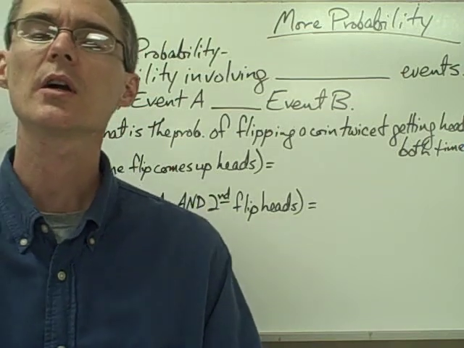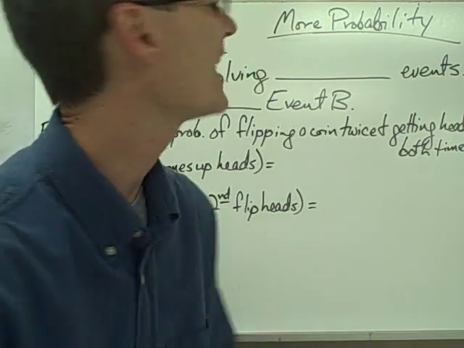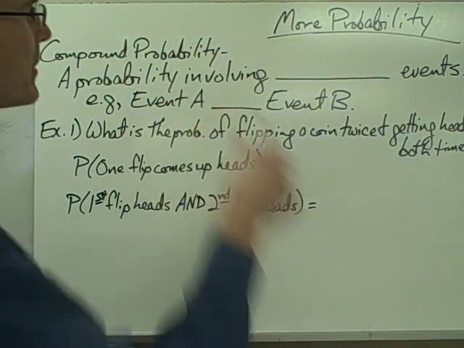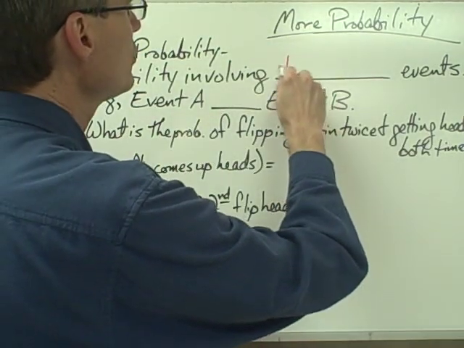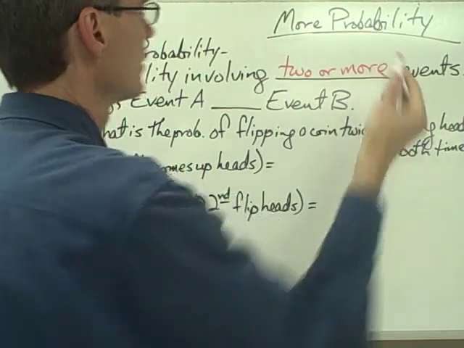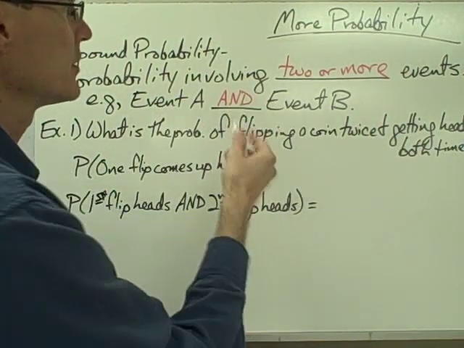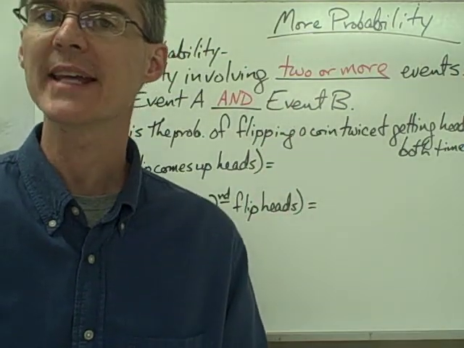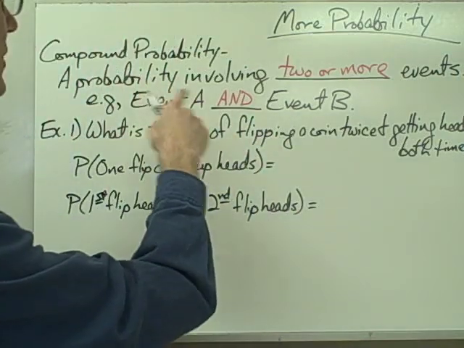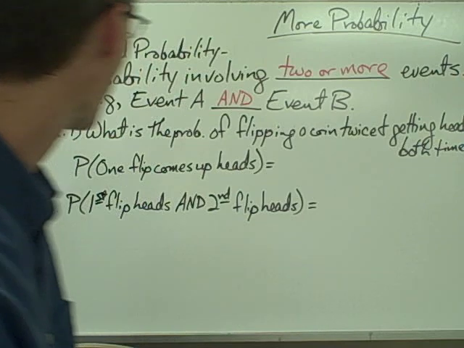Okay, in this video we're going to talk a little bit more about probability, and we're going to start out by talking about something called compound probability. A compound probability is just a probability involving two or more events, for example, event A and event B. Up to now, all the probabilities we've been calculating are just the probability of one thing happening. Well, we're getting ready to talk about the probability that two or more events will happen.